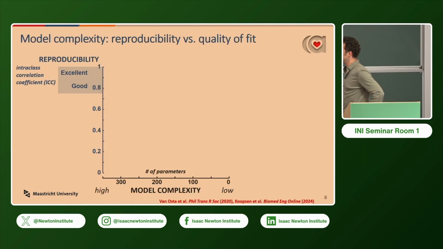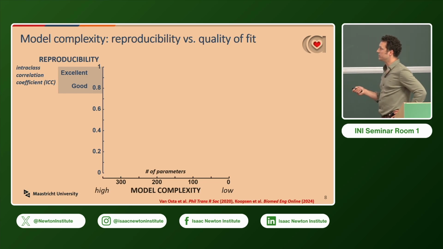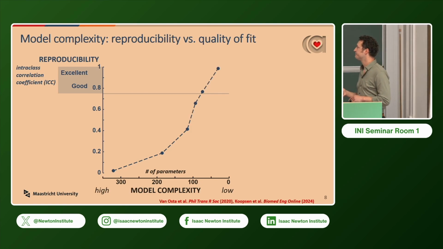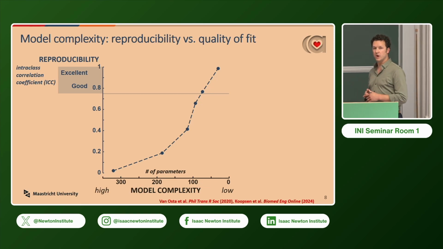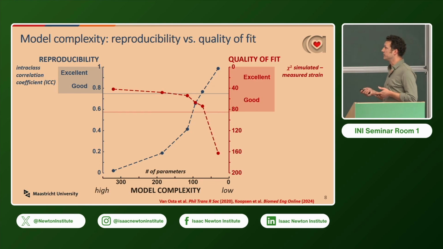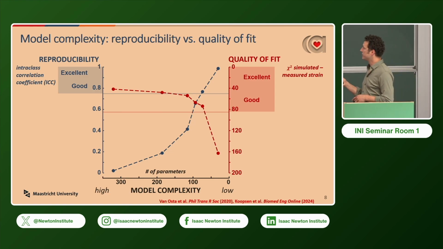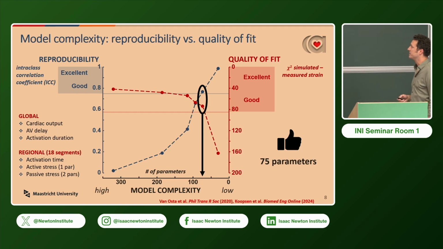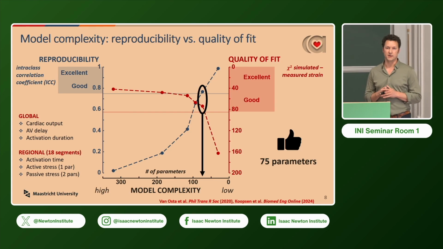So here we plotted the reproducibility as a function of model complexity, and of course everyone expects that the line will go up, and that's also the case. But we needed a certain degree of reproducibility to have confidence in our final estimations. But at the same time, we're also looking at quality of fit, of course. And that's what you lose, certainly when you go to too low numbers. You cannot fit the complex patterns anymore. So we're trying to strike a balance here and select something that we could call a good compromise. And that leads to 75 parameters on an 18-segment LV model.